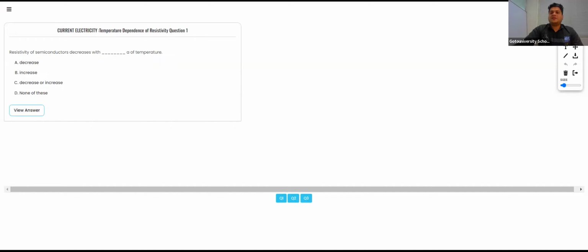What is a semiconductor? We know that for a semiconductor, if temperature increases, resistance will decrease. This is resistance, this is temperature. That means if resistivity is decreasing, the temperature will increase. So the answer will be B, increase of a temperature. Okay, let's solve the next question.